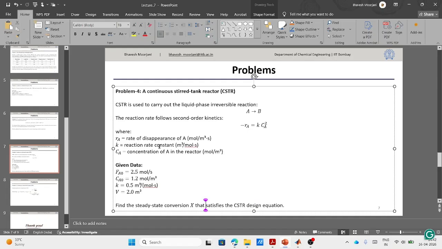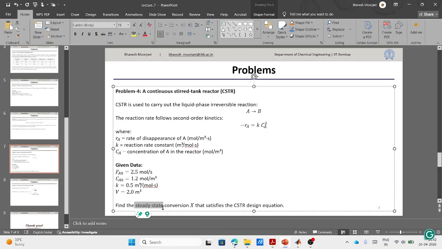If we follow the mass balance around the CSTR, which is flow in minus flow out plus generation minus consumption is equal to accumulation, right? Now, since it's a steady state CSTR, we have been asked to find the steady state conversion. So accumulation will become zero, right?